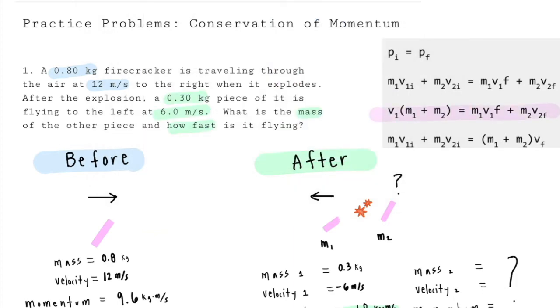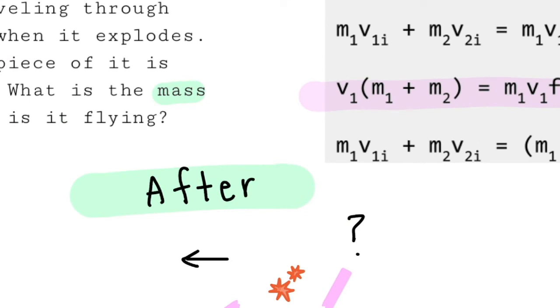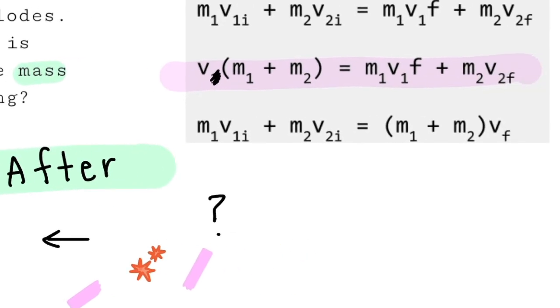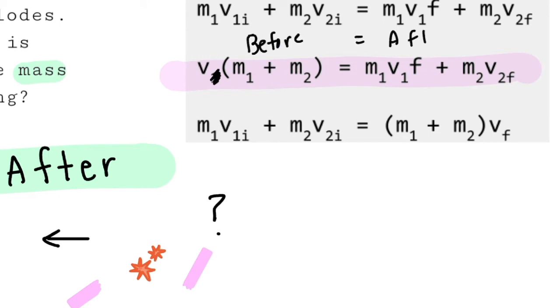I don't know why I wrote V1 there. I should have just written V. So you can pretend that this doesn't exist. It's just showing that there's one velocity for both of the masses combined. And then after, so that it's like before equals after, we have mass 1 times velocity 1 final, and then mass 2 times velocity 2 final.